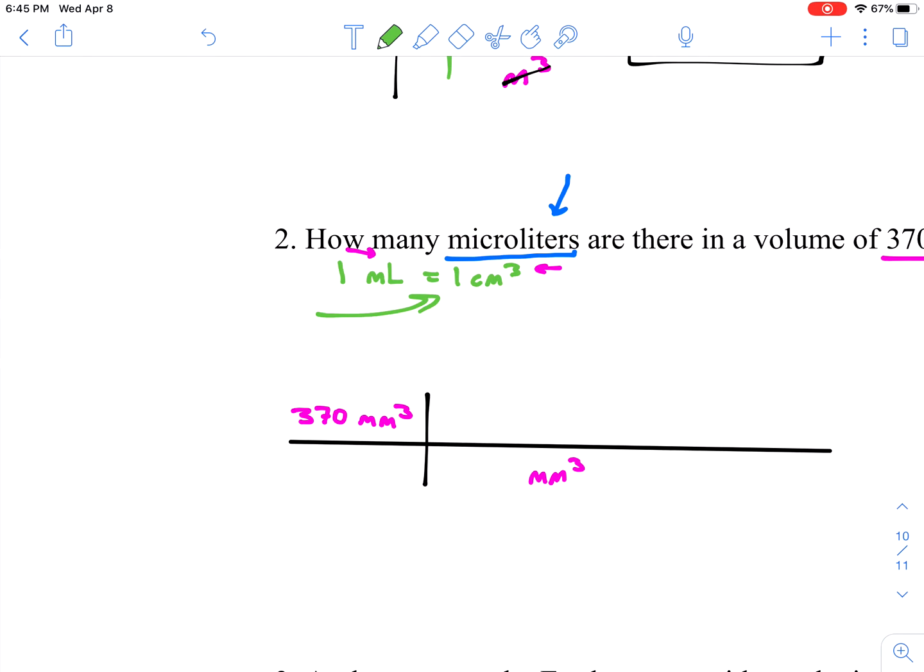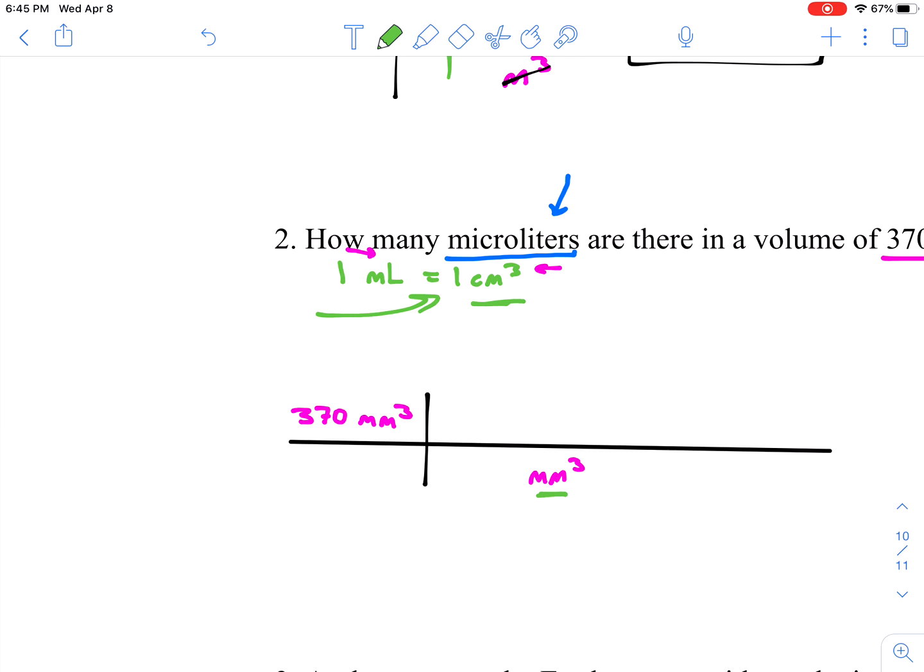We know that on our journey to microliters, we must go through this conversion. So in order to use that conversion, we need to get millimeters turned into something else. Now, we might try to turn millimeters into milliliters, but you'll notice that this is a cubed volume, and this is a cubed volume. So our best bet is going to be to get millimeters to centimeters.